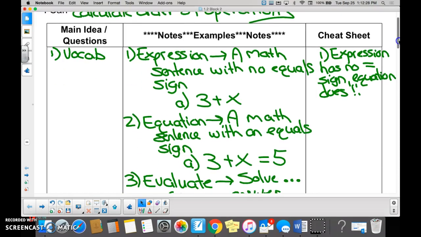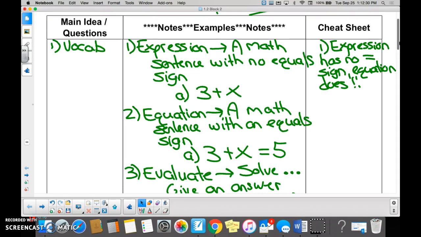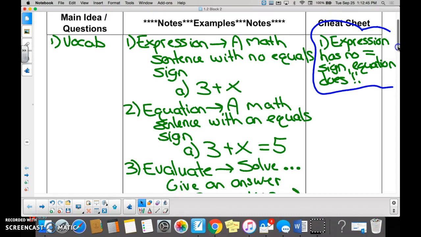We have 4 vocab words. In my cheat sheet that I wrote, I could tell that an expression and an equation were things that I wasn't very good at, so I just wrote the difference between an expression and an equation. Okay, an expression does not have an equal sign. An equation does.